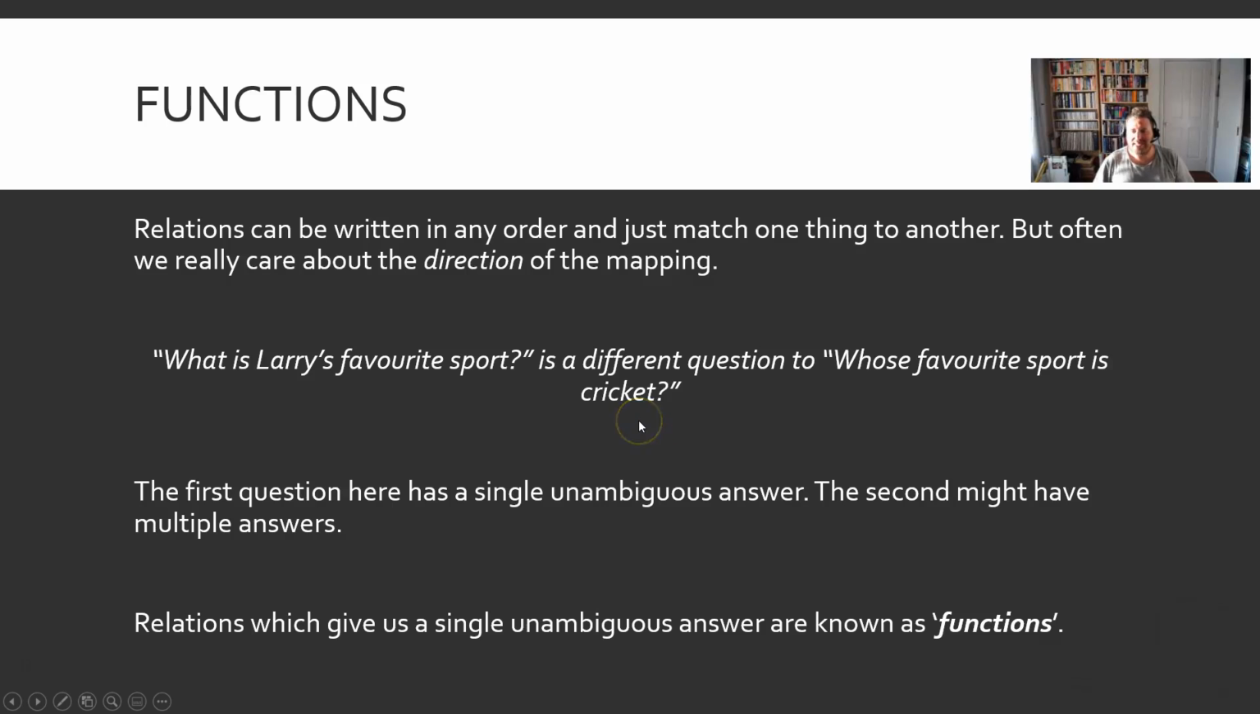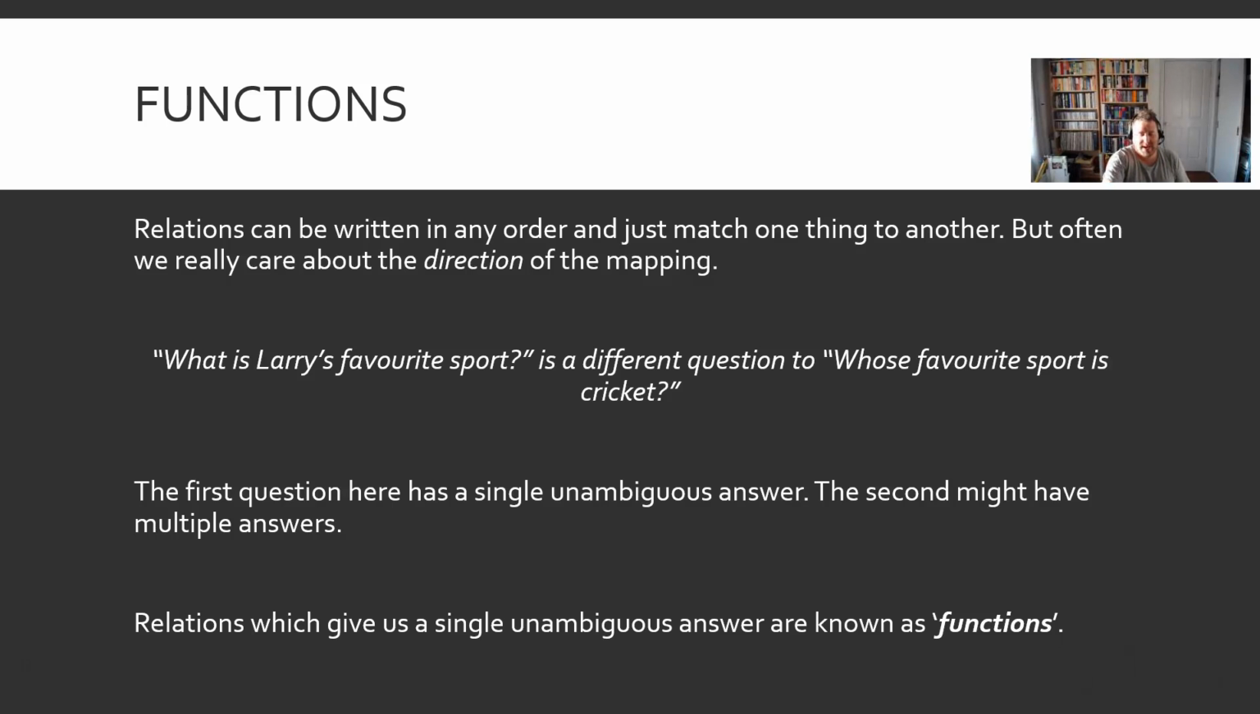But notice that those two questions aren't exactly the same, right? What is Larry's favourite sport only really has one answer. You may know the answer or you may not, but there's only one answer to that question. Whose favourite sport is cricket? Well, you'd have to say half the population of India, and also Larry, and also Mr. Malone. So there's lots of different answers to this question. There's only one answer to this question. Questions of this sort are called functions. A function is a relationship that has the special property that it maps one thing unambiguously to one other thing, and it only has one answer.